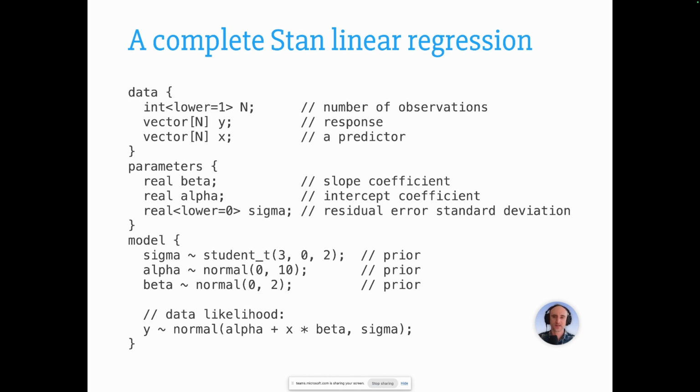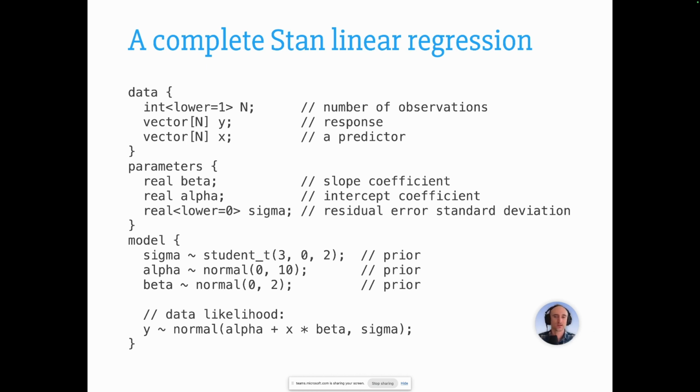So this here is a complete Stan linear regression model. And every Stan model you look at is really going to have these same types of sections. So we've got a data section, we've got a parameter section, and we've got a model section. In our data section, we define things that come in as a list from R. And these can be things like integers or reals or vectors. So real is continuous value, integer is a whole number value.